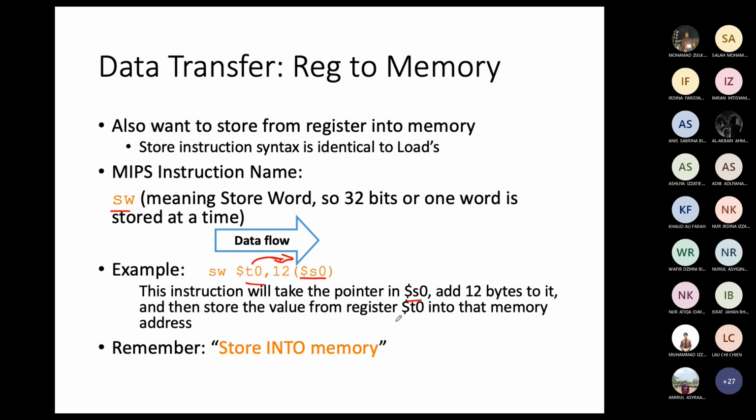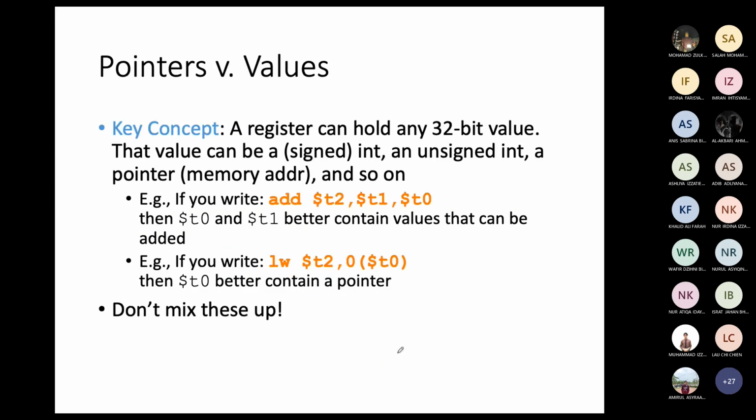So remember the keyword: store into memory, so that you would remember how they operate. If it's SW, it means that you store from T0 to the memory. To the memory, all right. So it's a different data flow. Different data flow, right.